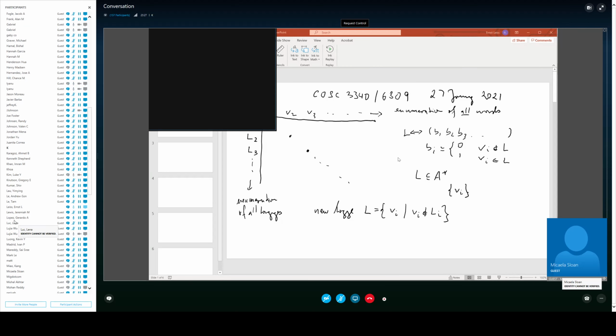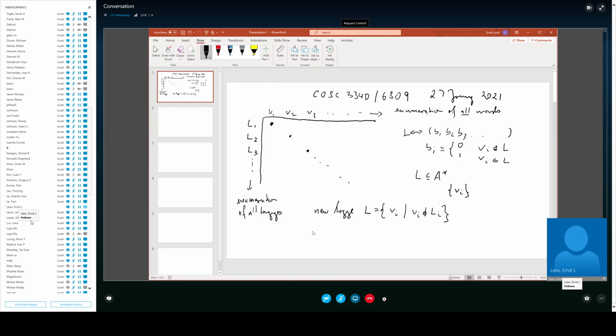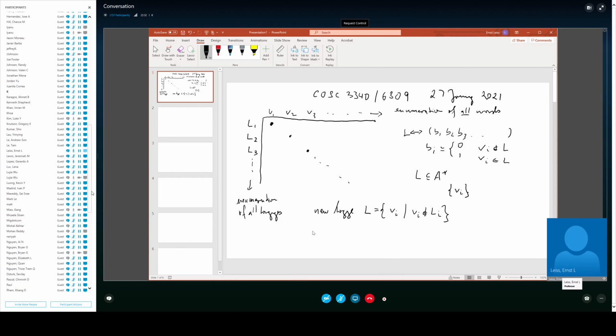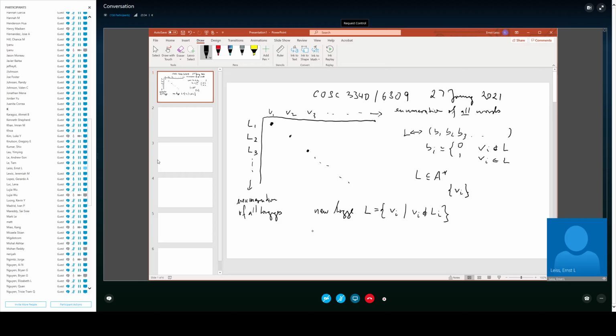V1 is in L1 or not, and if it is, then it is not in L, and if V1 is not in L1, then it is in L. And the same thing for V2. So basically we're flipping all the bits in the diagonal. And now, this is of course a language, because I defined a bit string that indicates for every one of those words whether or not it is in that language.